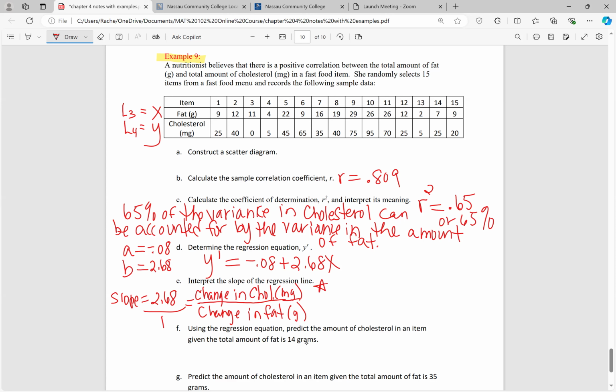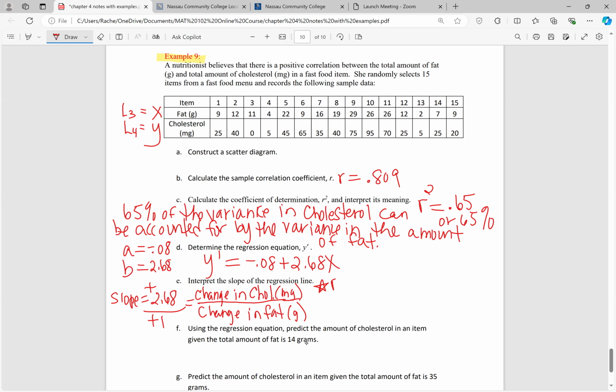So what we would say is, because both are positive, right? So as one is increasing, the other's increasing. Well, at what rate? Well, for every 1 unit that the item increases in fat, so for every additional gram of fat, because that's the numerator, right, +1, we would expect the cholesterol to increase also because the numerator is positive and it's going to increase by 2.68 milligrams.